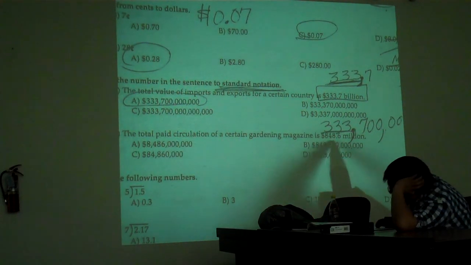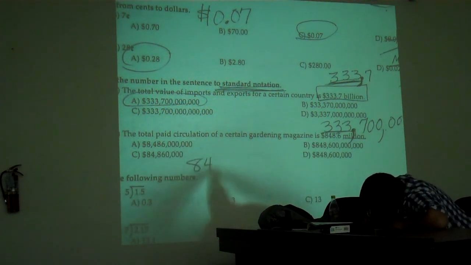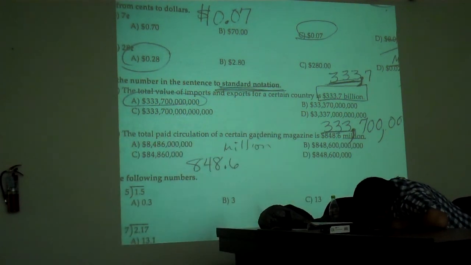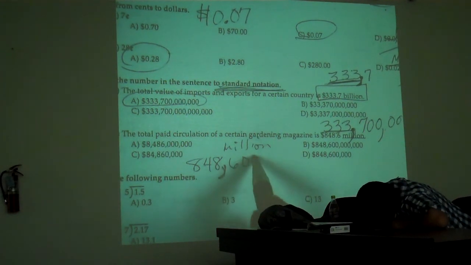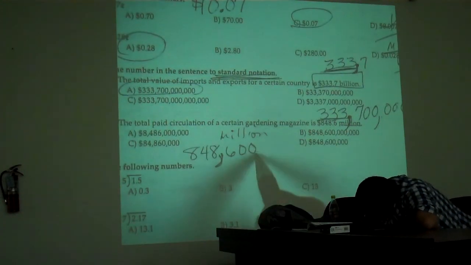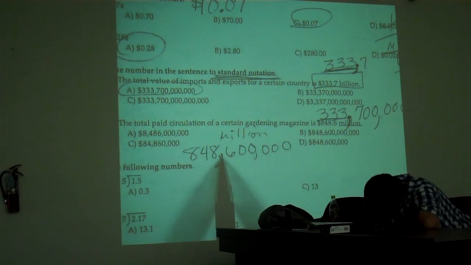Okay? This is 848.6 million. 848.6 million. Okay, so put your comma where the decimal is. When you add 2 zeros, that would have just been thousands, right? So put a comma. You need 3 more zeros there. See how there's 6 behind where the decimal was.